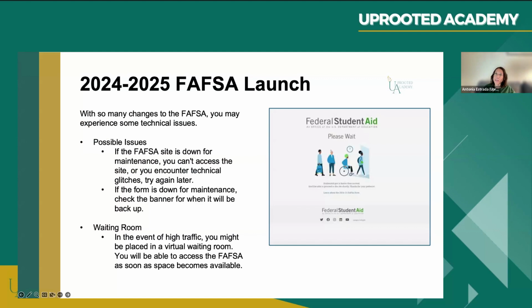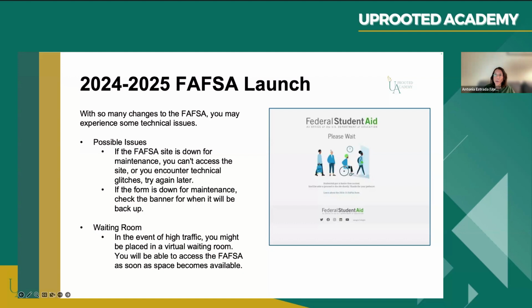So even though the FAFSA is online now pretty consistently for everyone, there are still a number of technical issues that people are encountering. If the FAFSA site is down for maintenance, you can't access the site, or you encounter any technical glitches, try again later. That's the best recommendation we can give you at this point. There's just a lot of people trying to get on the form to fill it in.